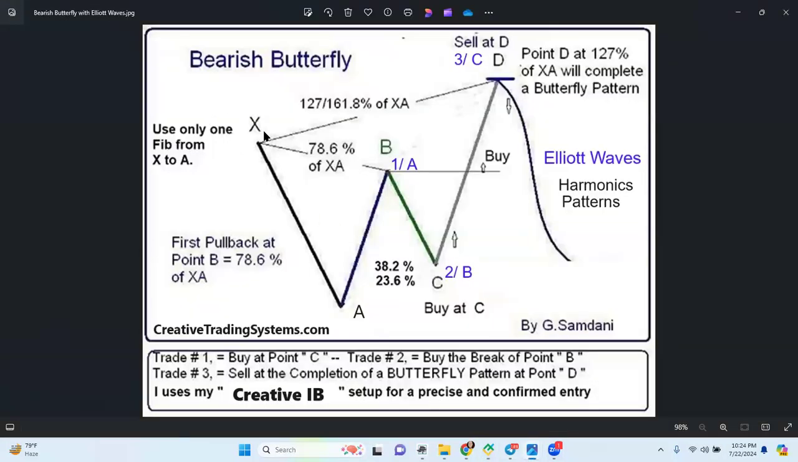So this is a pattern. You can see that XA and the price move straight up to B, point B, posting 78%. Then it goes back to 38%, most likely, or sometimes even goes down to 23% and then goes up to 127%, right? And even to 161, but most likely the first level is 127. So we will concentrate on that.